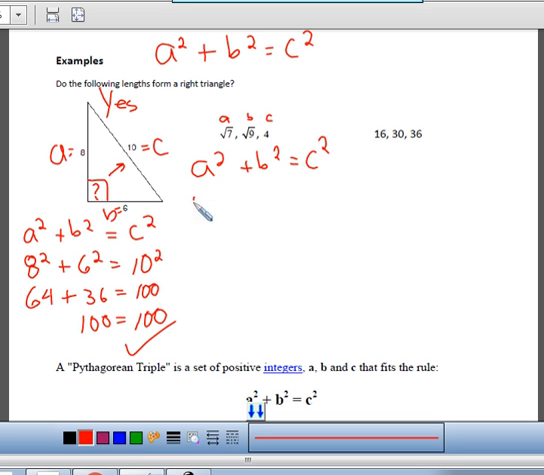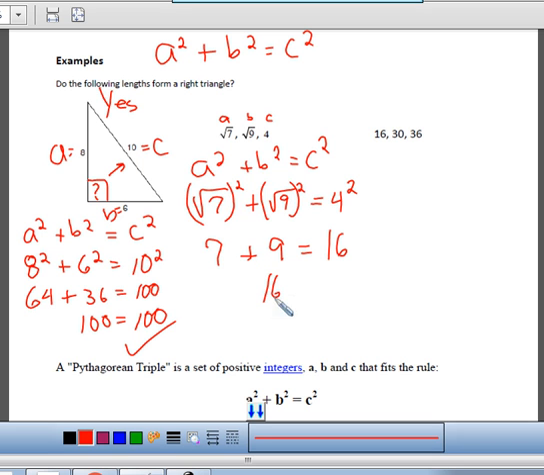So I have the square root of 7 squared plus the square root of 9 squared equals 4 squared. Now this is kind of tricky, but when you plug it into your calculator, you're going to see that squaring and square root undo each other, and you're left with 7. And here you're left with 9. And 4 squared is 16. And 7 plus 9 is 16. And 16 equals 16, meaning this is a right triangle.